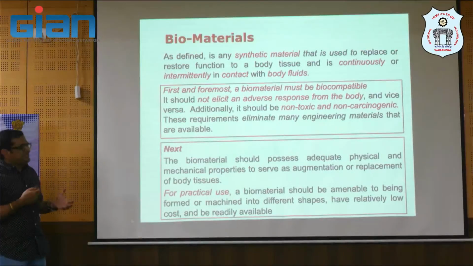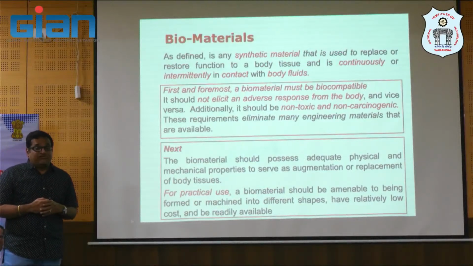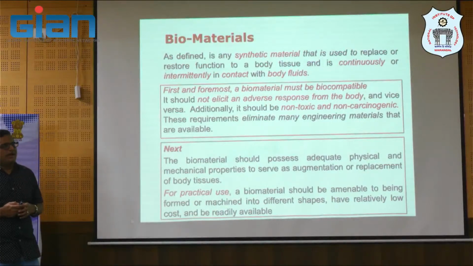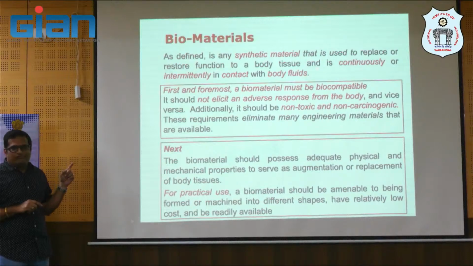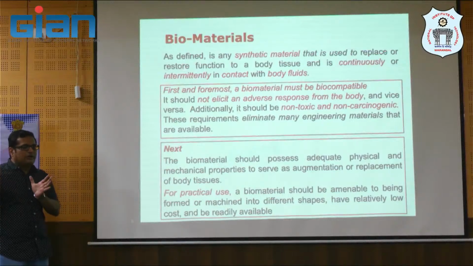If you see the definition, a biomaterial is a synthetic or man-made material that is used to replace or restore a function of a body tissue. It may be continuously or intermittently in contact with body fluid. So that is where it becomes very tough. Not all engineering materials are qualified. Why? Because it may be continuously or intermittently in contact with body fluid, and you are trying to replace or restore a particular function of a particular body part or tissue, whatever it is.